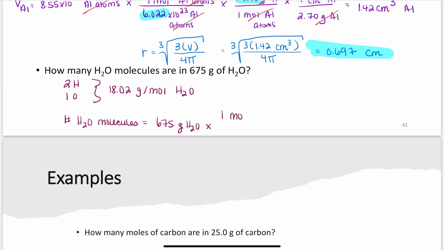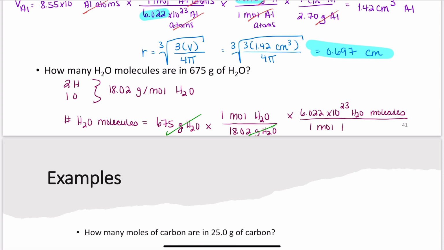First thing I have to do is convert to moles. 1 mole of water weighs 18.02 grams. We just figured that out with the molar mass, right? Grams to grams, the grams have canceled, now I'm in moles. But I don't want moles, I want number of molecules. That is Avogadro's number. So times 6.022 times 10 to the 23rd water molecules contained in 1 mole of water molecules.